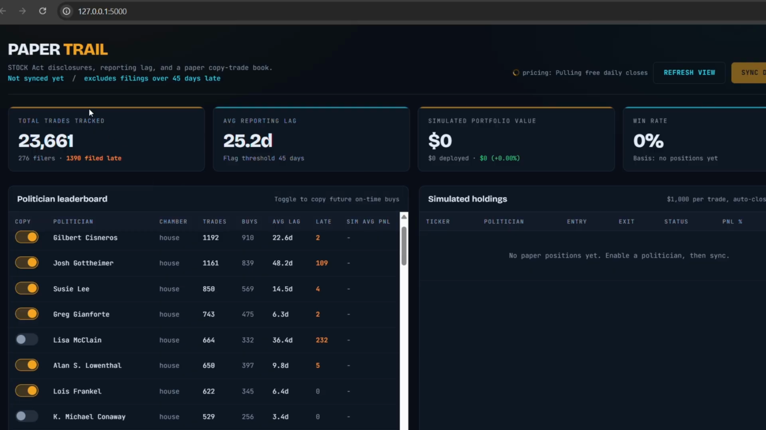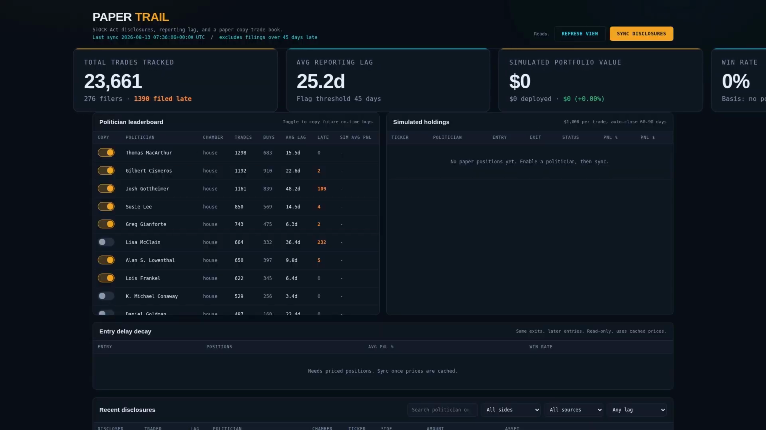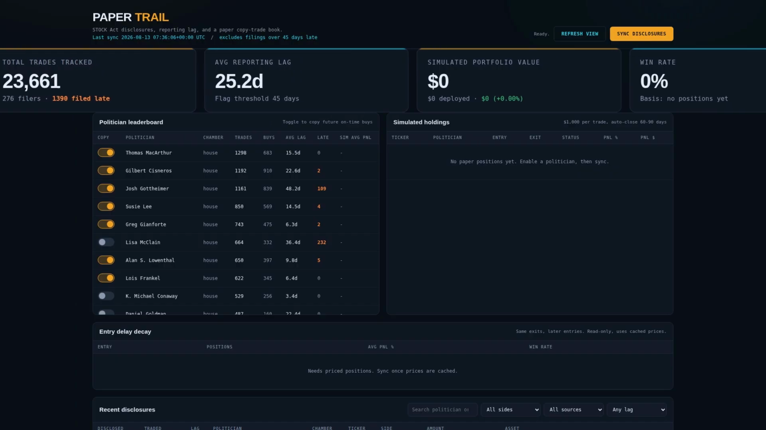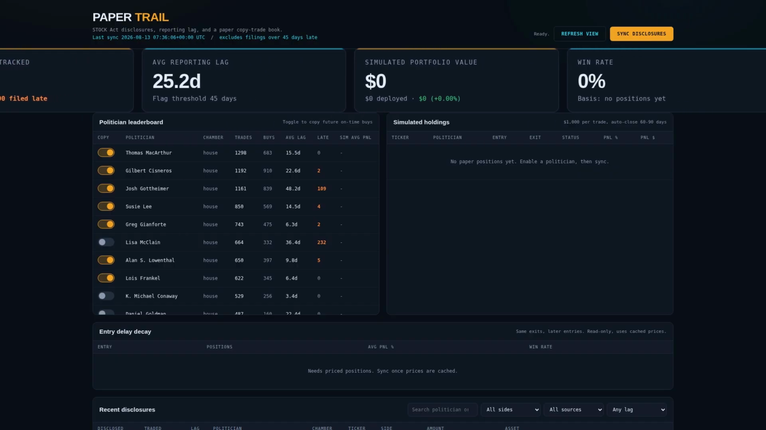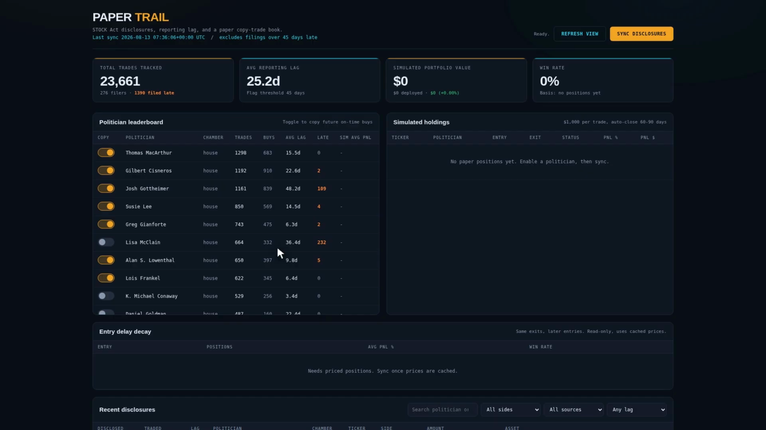And here is the state of the book. Total filings tracked, the average reporting lag across all of them against the 45-day threshold, the simulated portfolio value, and the win rate with its basis printed underneath it. Turning a filer on adds their qualifying buys to the simulation. Sync again, and the new positions get priced. Turn them off, and they stop generating new positions.